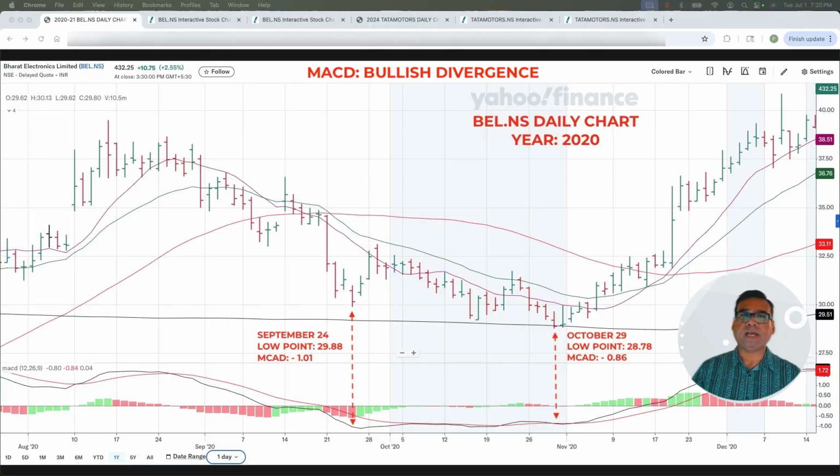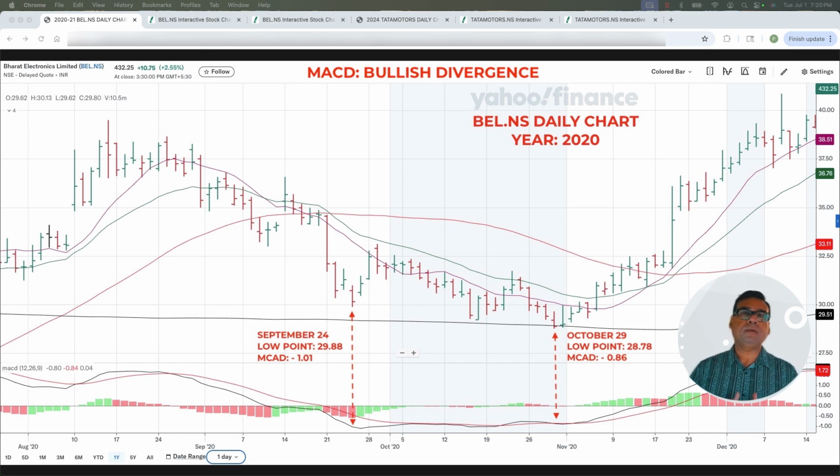So how do we actually use MACD? One way is to look for crossovers between the MACD line and the signal line. When the MACD line goes above the signal line, it's a bullish sign. It means prices might go up. When the MACD line falls below the signal line, it's a bearish sign. It means that prices might fall.